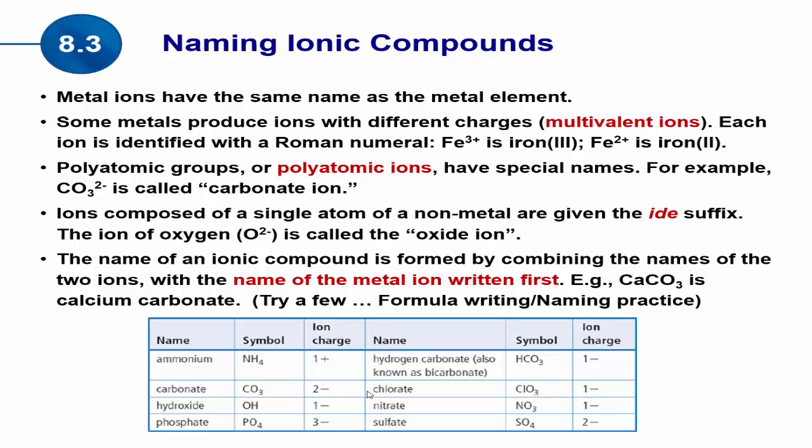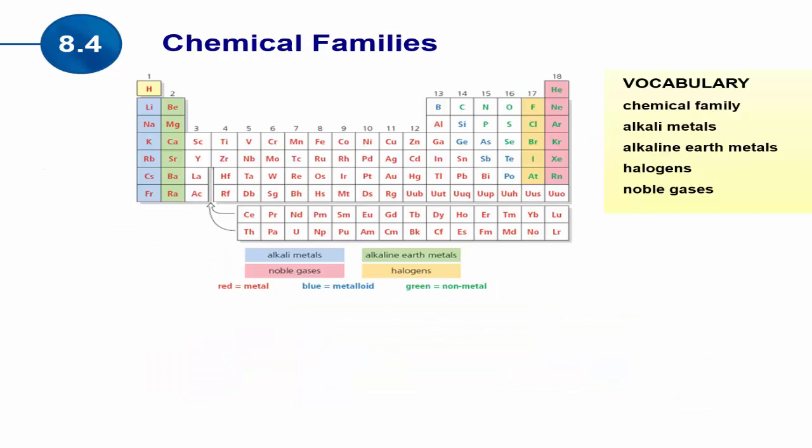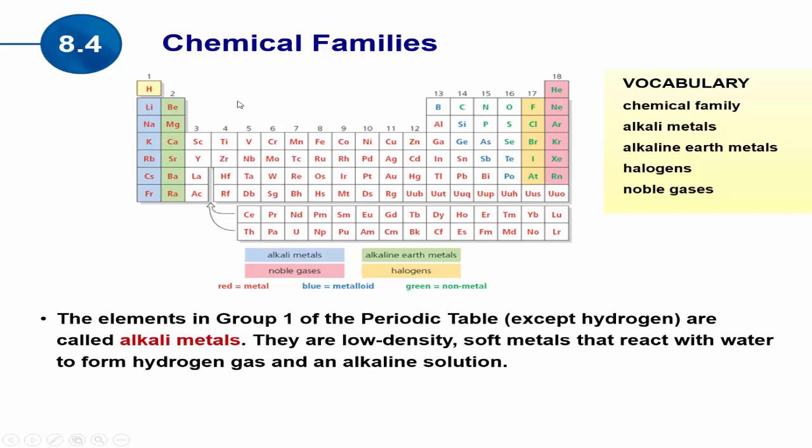But just to finish the PowerPoint, there was a section 8.4 on chemical families. Very quickly, you need to recognize these families: the alkali metals, the alkaline earth metals, the halogens, the noble gases. Notice, of course, that we tend to be going through a transition here from metals to nonmetals in green. So, the elements in group 1 of the periodic table, except hydrogen, are called alkali metals.